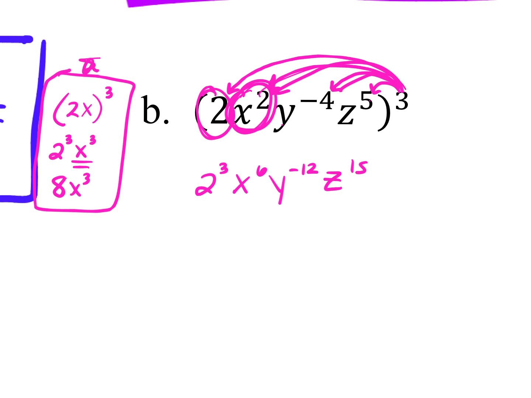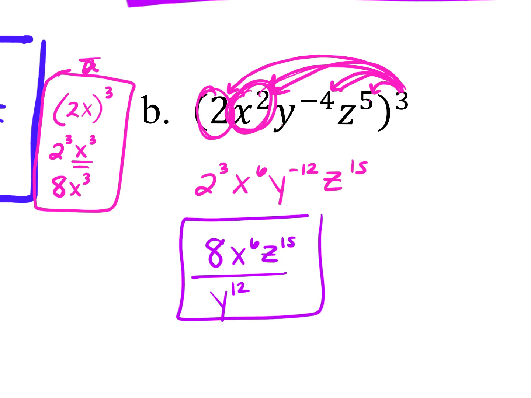No. Several things you can simplify. What's the first thing you can simplify here? 2 to the third is a different number. It is 8. X to the 6th is going to stay put. What are you going to do with y to the negative 12th? You're going to move it down. So y to the positive 12th now. What are you going to do with z to the 15th? Leave it where it is, z to the 15th. And that will be your answer.